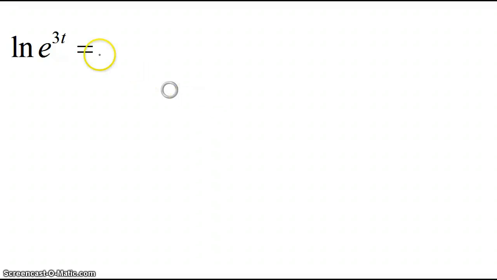Now if it's an ln, remember that the base is understood to be an e, but we still have matching bases, so this is just going to be 3t.